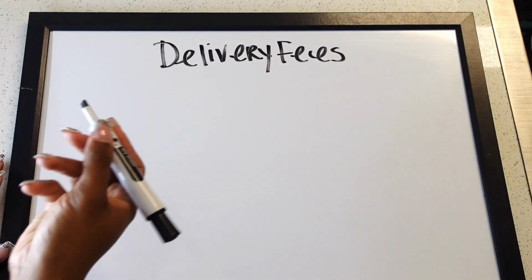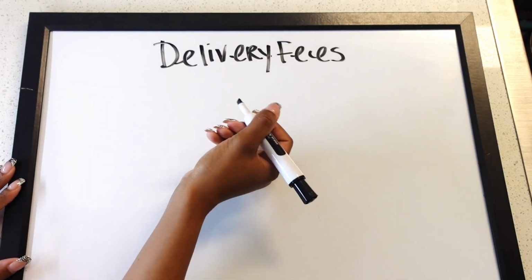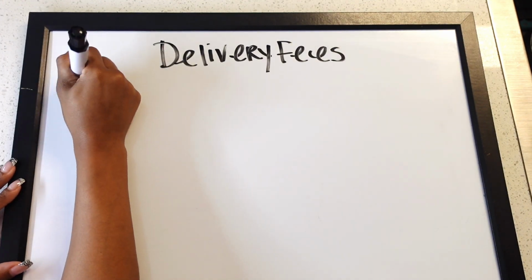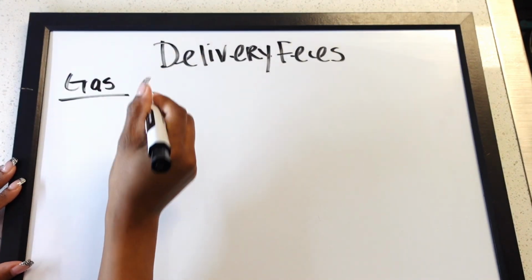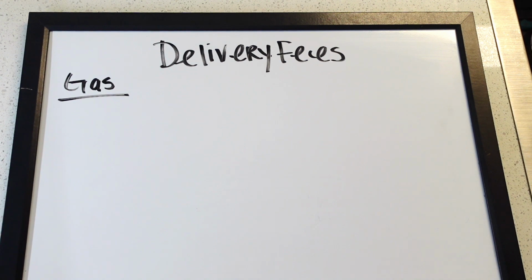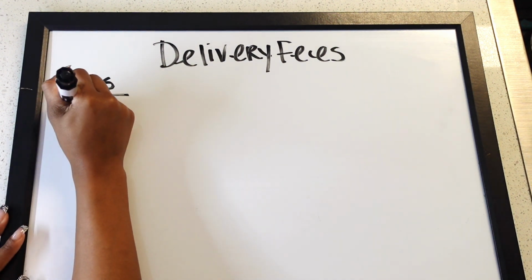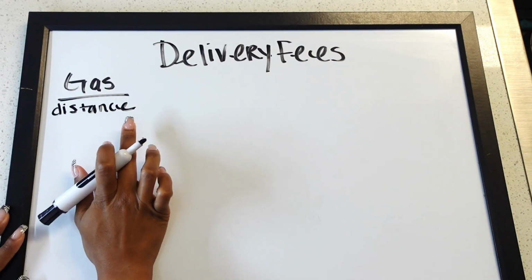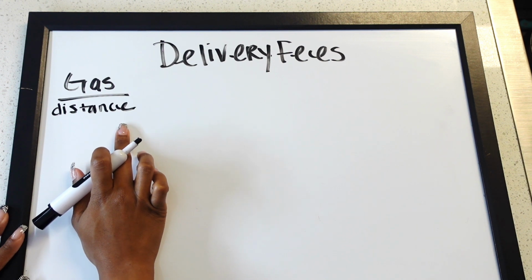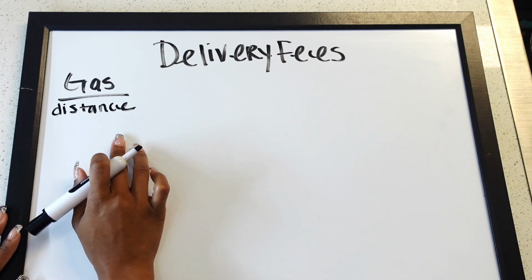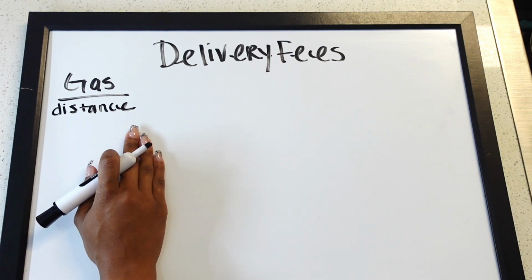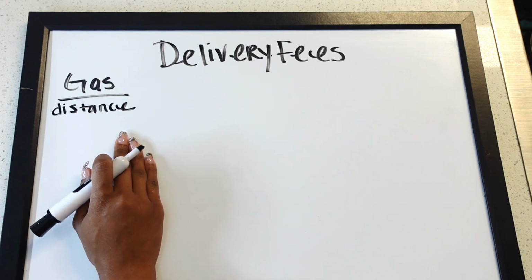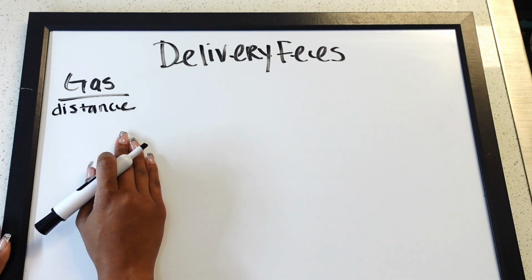The first factor that we want to discuss when we are calculating our delivery fees is gas. When it comes to gas, we have to know the distance. We have to know how far we are going to be traveling. When it comes to distance, you want to make sure you are calculating your distance based off of your round trip. How many miles will it take you to get to your destination and back from your destination? Okay, so that's the first.